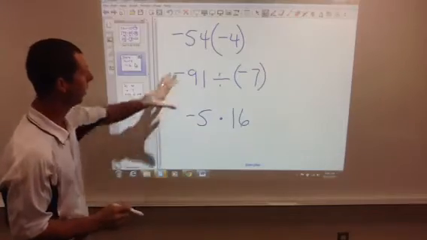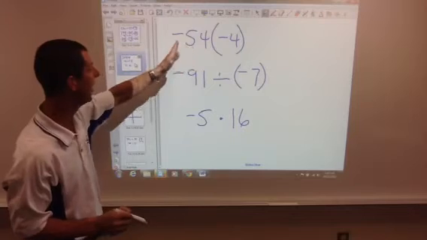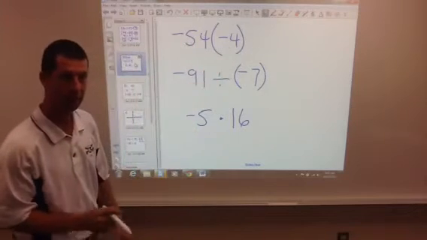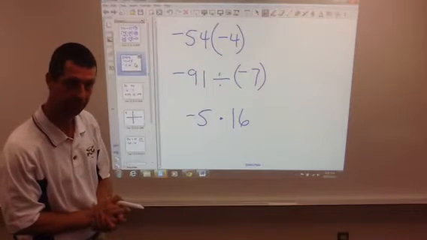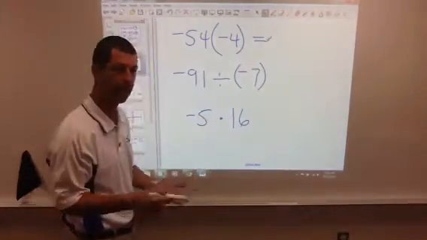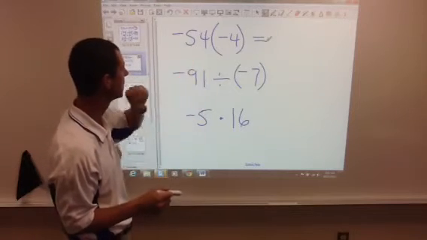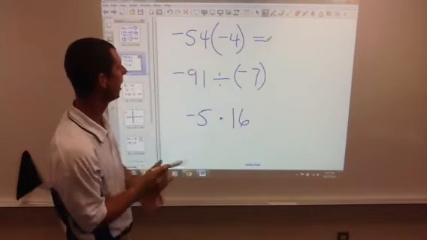All right, here are some other type problems. Now this is multiplication. We have a negative times a negative. Negative times a negative is a positive. Those are rules that students should have memorized when it comes to the rules for negative times a negative and negative times a positive. So this is going to be a positive answer.